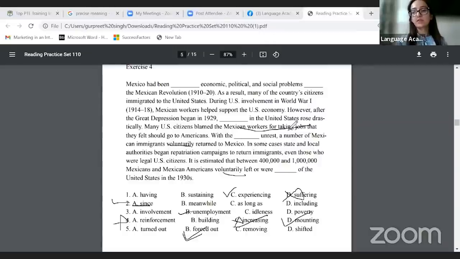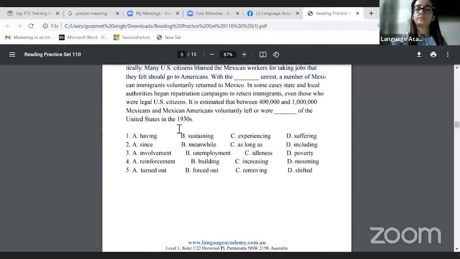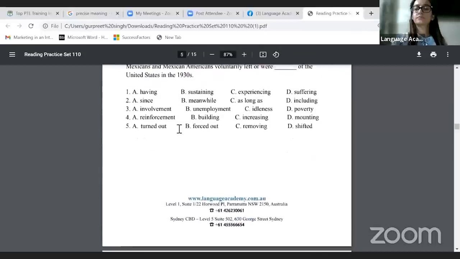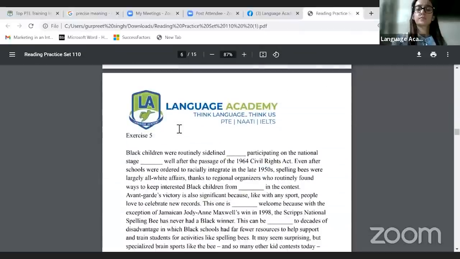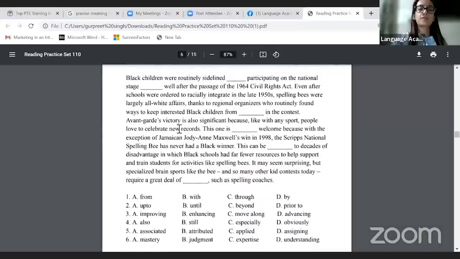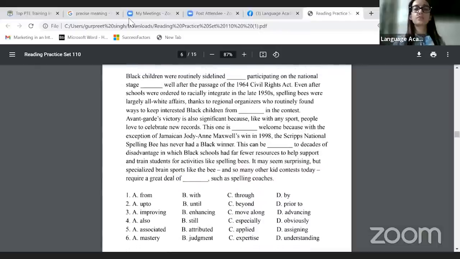Right? Any other confusions, anyone in this question? All good? So question number 5 and the last one for reading writing blanks on your screens, 2.5 minutes, and then post your answers.